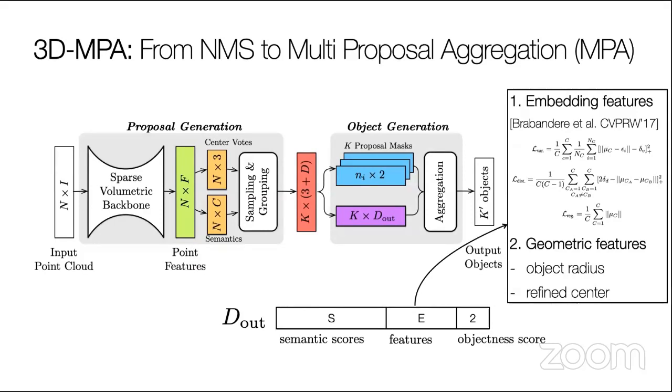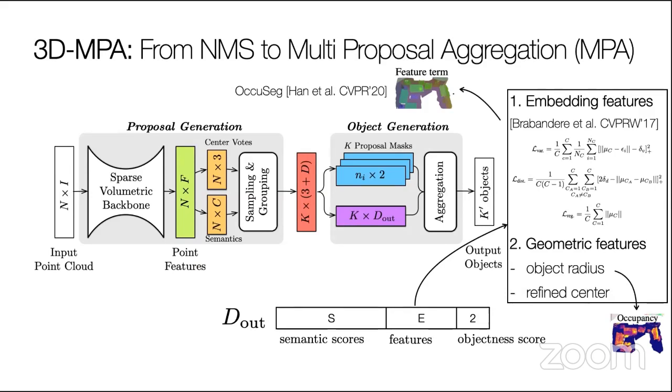Compared to concurrent work, OccuSeg by Han et al., it uses the same discriminative loss, and comparable to the object radius, OccuSeg predicts the number of voxels in an instance. Both are measures for the physical size of an object. Finally, the refined center is comparable to the proposal generation step in VoteNet.